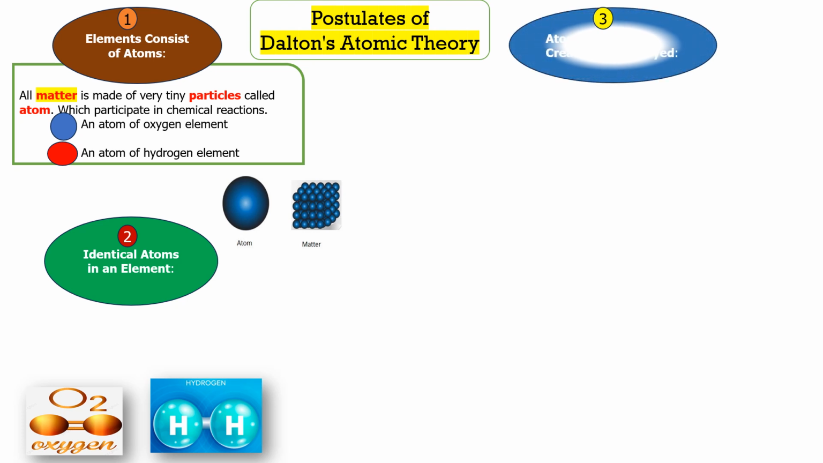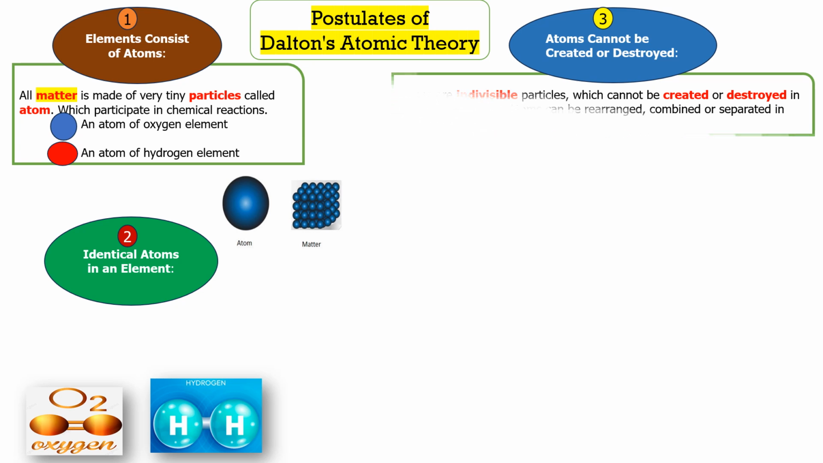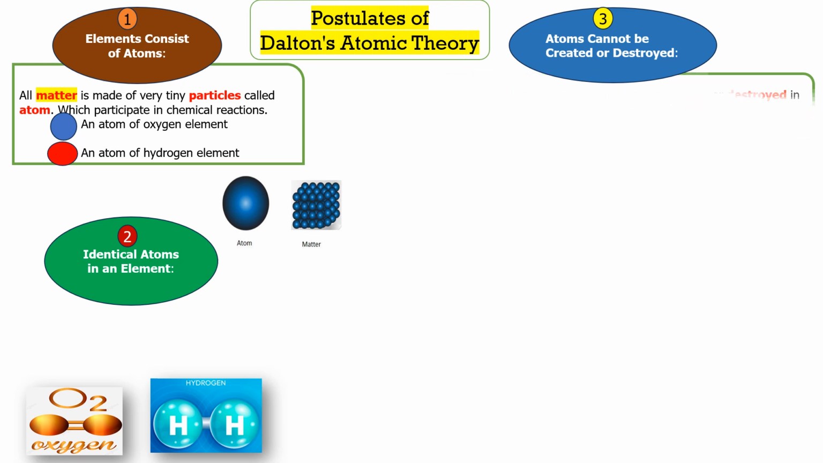And the third point is atoms cannot be created or destroyed. According to Dalton's atomic theory, atoms are indivisible particles, meaning they cannot be divided into smaller particles. When they participate in a chemical reaction, these atoms cannot be created or destroyed to form new products. So this is called the law of conservation of mass. We can understand this by using an example.